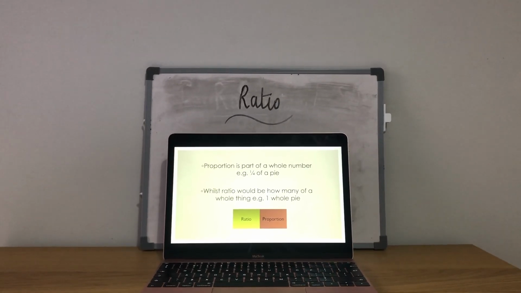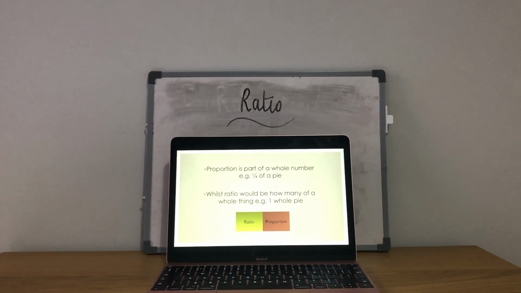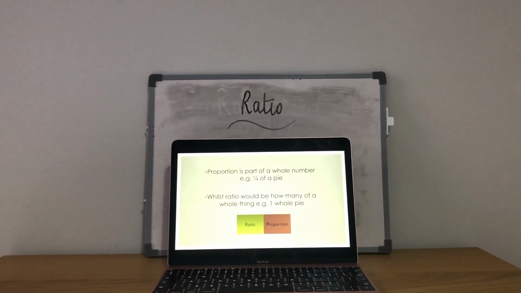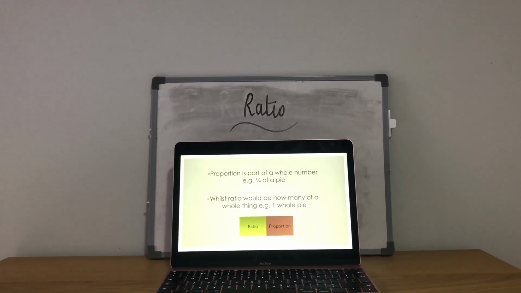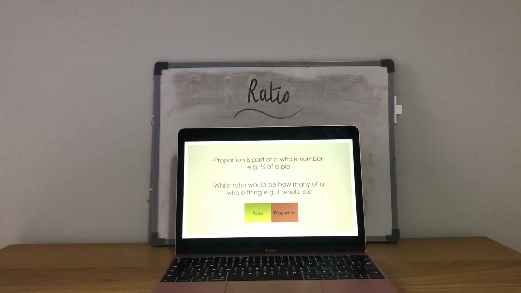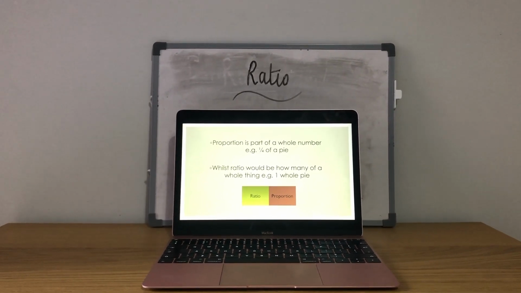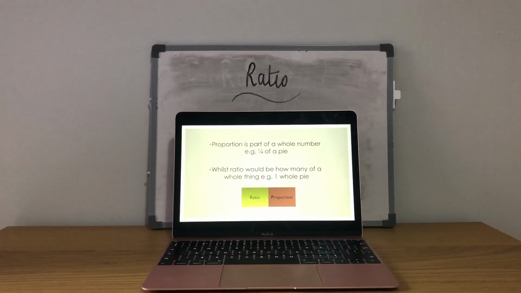However, the order in which a ratio is written is important. Changing the numbers round changes its proportions. Proportion isn't ratio. Proportion means a part of a whole, and ratio means the whole of one thing. For example, proportion would be 1/4 of a pie, while ratio would be the whole pie.